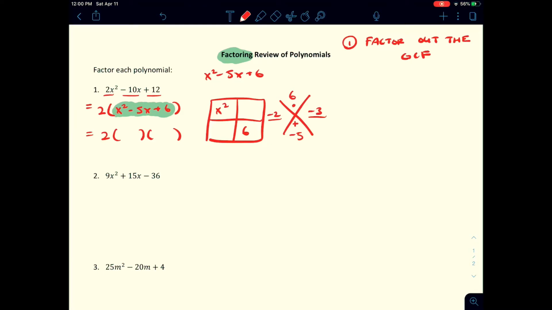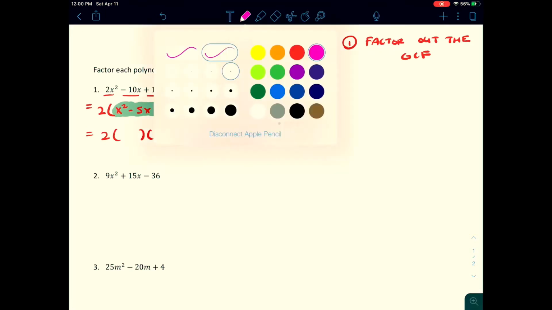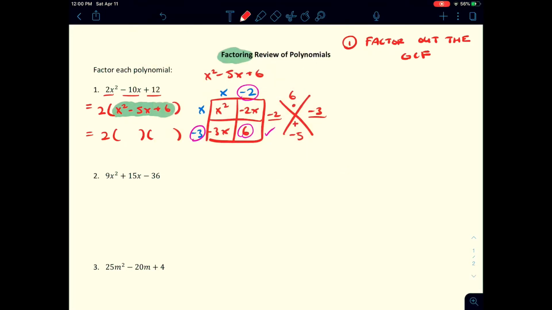And then from there, I know I get to put negative 2x in one box, negative 3x in the other box. And then from here, what's nice is that I know that this first box is x squared, which means that it has to be x times x. And if you carefully fill out the rest, you'll get something like this. And a quick little check here, negative 3 times negative 2 is positive 6, and that's always nice. So when you write down your final answer, it will be 2 times the quantity of x minus 3, x minus 2. And this is your final answer.